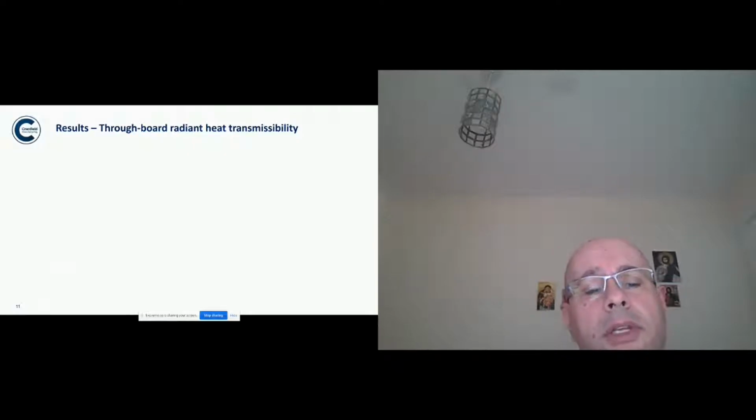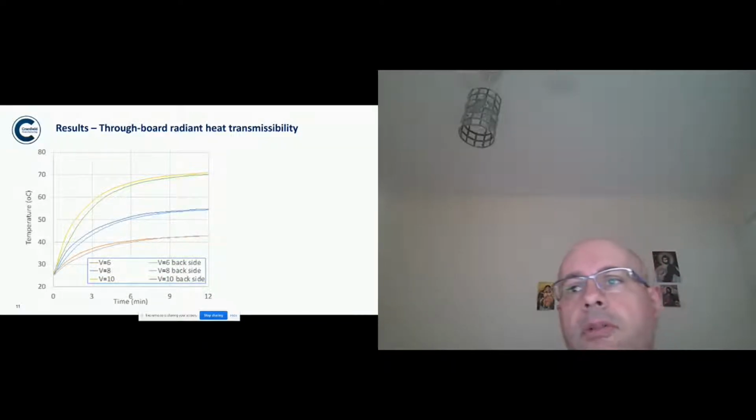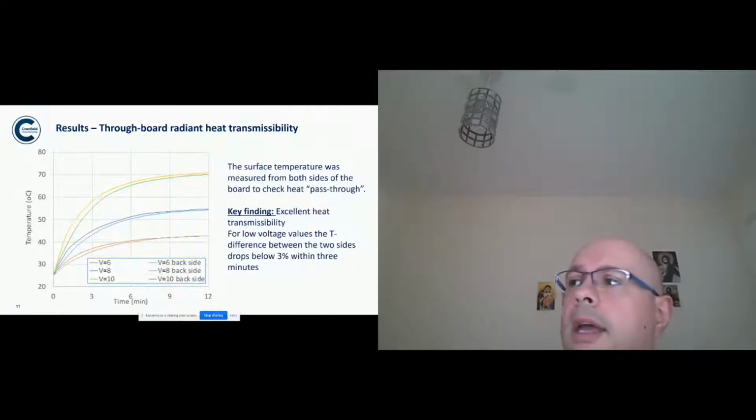The other element we wanted to see is whether the cementitious board used presented some kind of obstacle or barrier to the transmission of radiant heat energy, and thus we took measurements on both sides. We detected the infrared energy on both sides of the board, checking that pass-through of energy through the 8mm cementitious board, and we have a pretty good heat transmissibility through the body of the board.